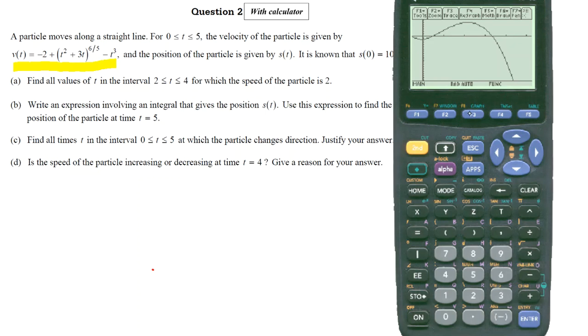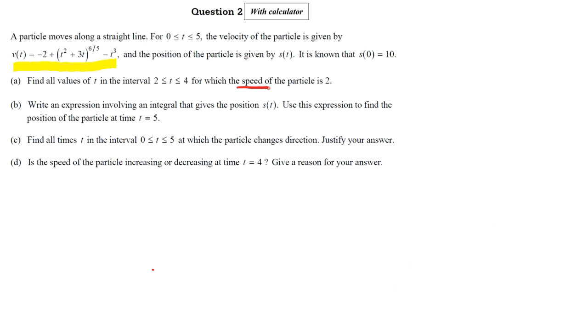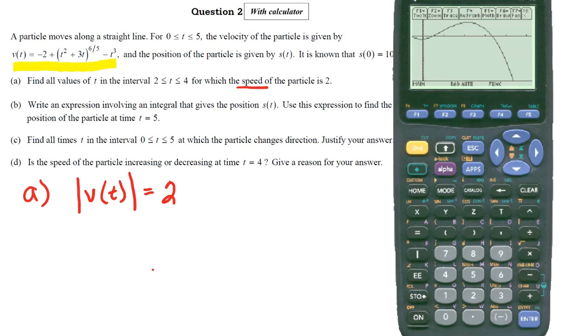And our first question says to find all the values of t between 2 and 4 for which the speed of the particle is equal to 2. So there we're being tested on whether you realize the difference between speed and velocity. And of course, speed is the absolute value of velocity. So we want to know when the speed is equal to 2, which is the same as saying when is velocity equal to positive or negative 2. So a couple different ways that you could do that.